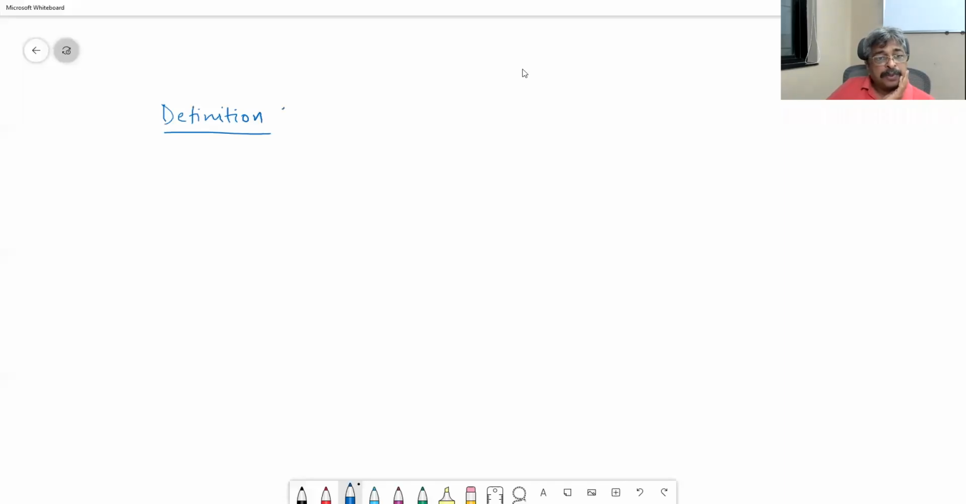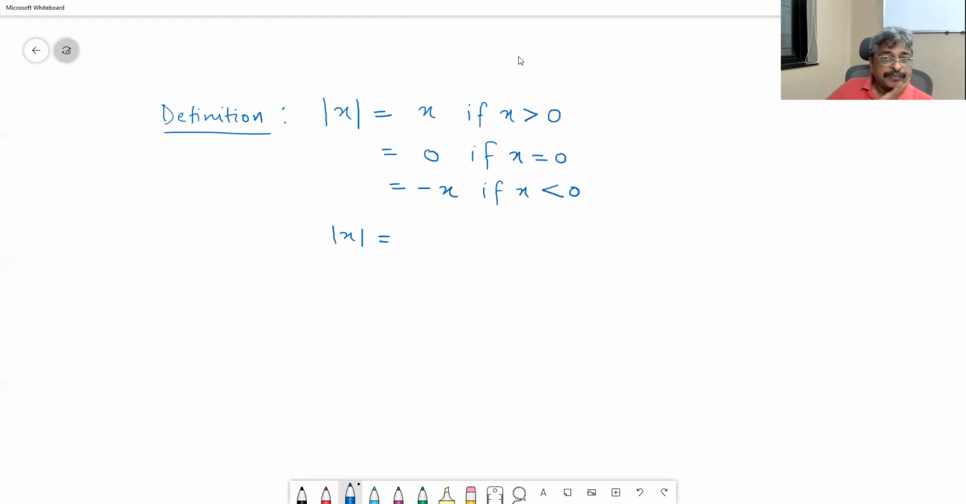Record on this computer. Definition: mod x. I think we have done this earlier. Mod x is equal to x if x is greater than 0, is equal to 0 if x is equal to 0, is equal to opposite of x if x is less than 0. Sometimes mod x can be defined as the maximum amongst x and opposite of x. That is what is mod x.